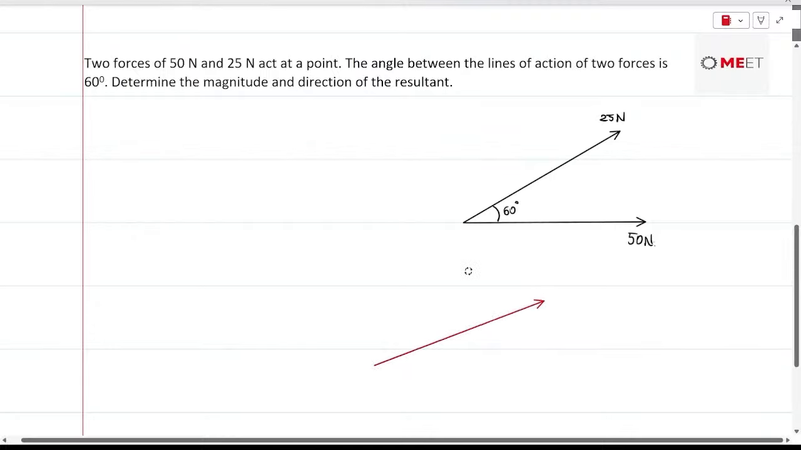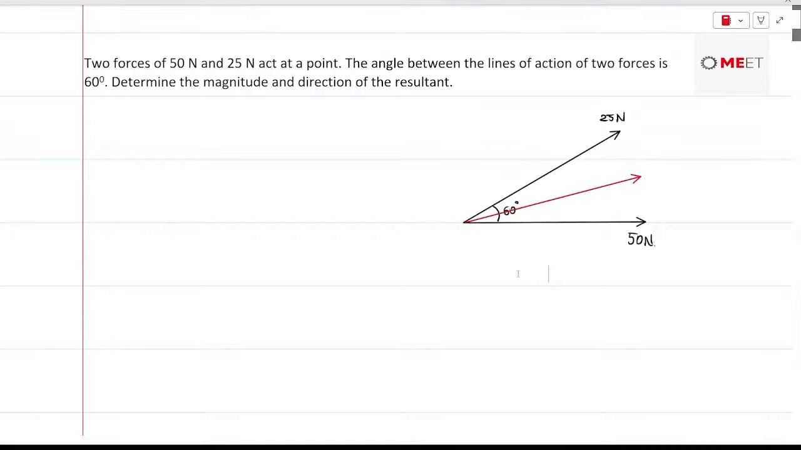And here I would like to indicate one more piece of information. As we are able to find the 50 Newton force is more than the 25 Newton force, so the resultant will have more closeness to the 50 Newton force, and that can also be understood from the formula. Let's begin the solving.